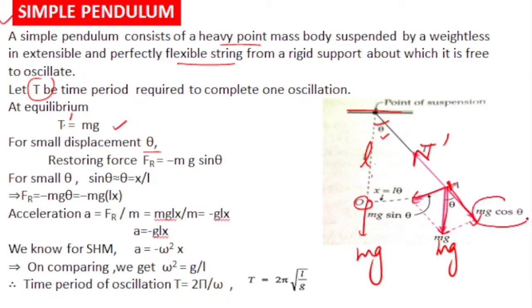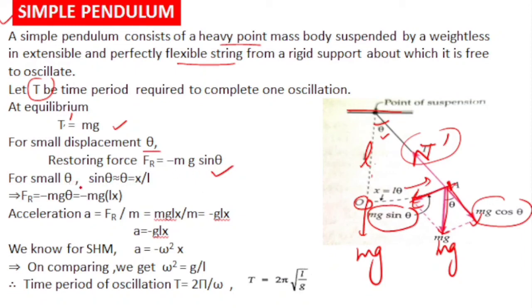This mg cos theta is balanced by the tension in the spring, but this mg sin theta is acting in this direction, and this acts as a restoring force. It is responsible for keeping the body at its original position. So mg sin theta acts as a restoring force in this case. The body moves in this direction, so the restoring force acts in the opposite direction: minus mg sin theta.